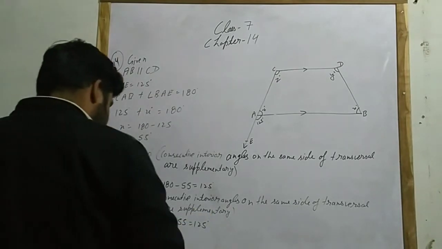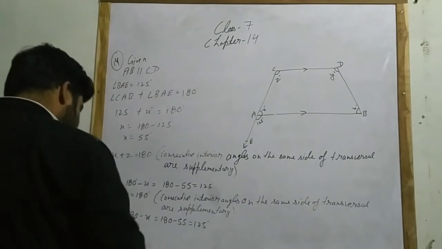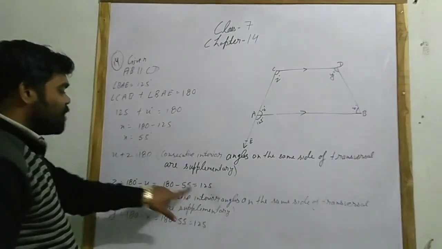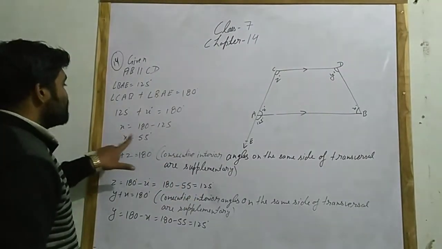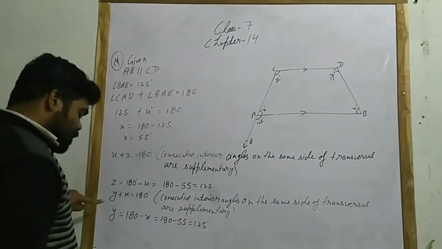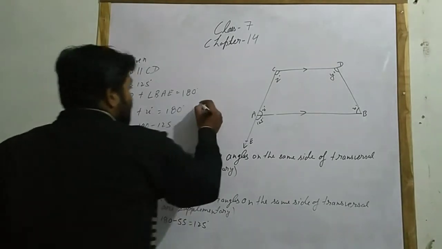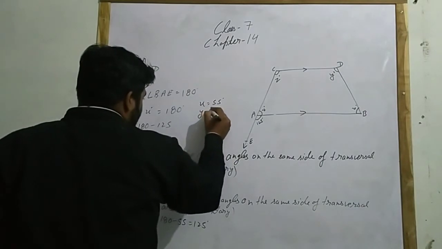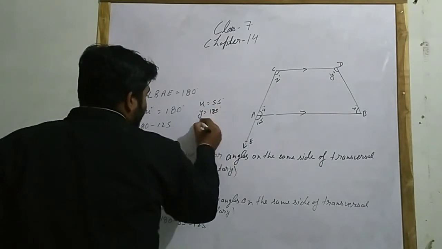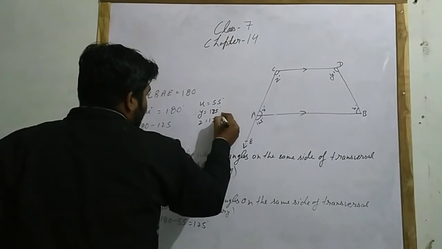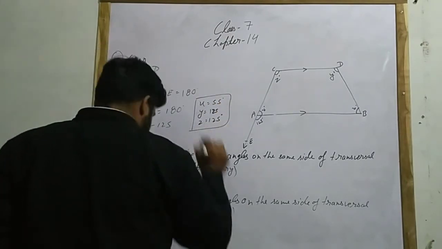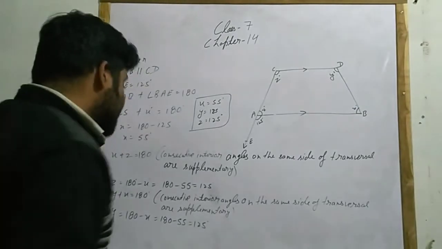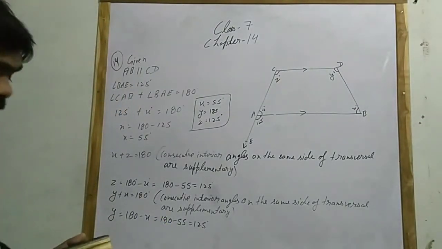So y we have found is 125 degrees, z we have found is 125 degrees, and x is 55 degrees. In this question we have to find x, y, z. So x equals 55 degrees, y equals 125 degrees, and z equals 125 degrees. This is your answer. Question number 14 is complete.